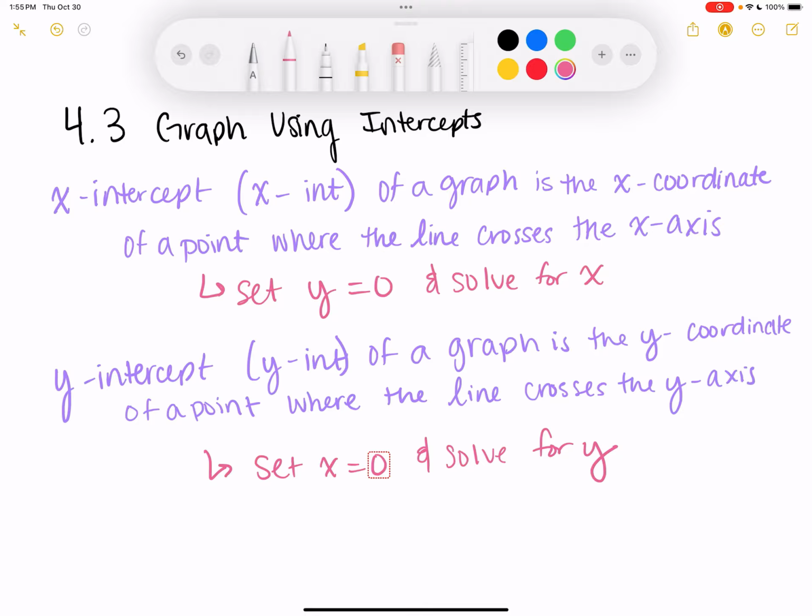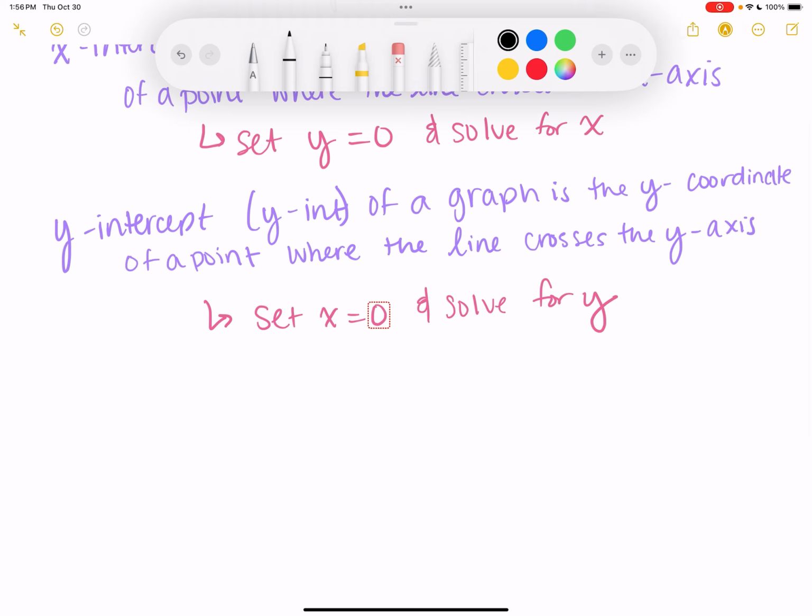So some of these problems are going to just ask us to find the intercepts, and then some of them are going to tell us to graph, and we're going to be using the intercept method to graph these ones. All right. Find the x and y intercept of the graph of the equation. So these ones we are not graphing, we're just finding the intercepts.